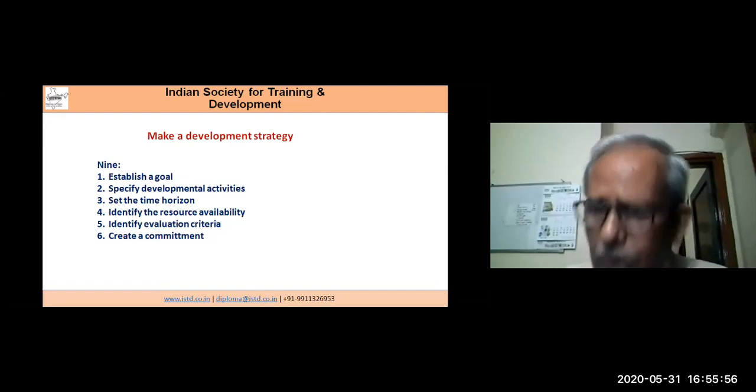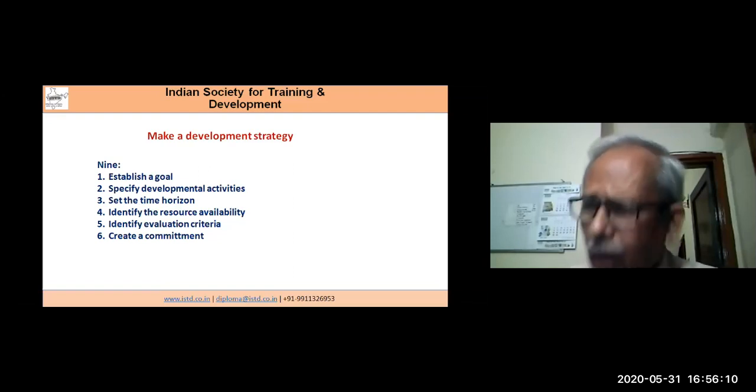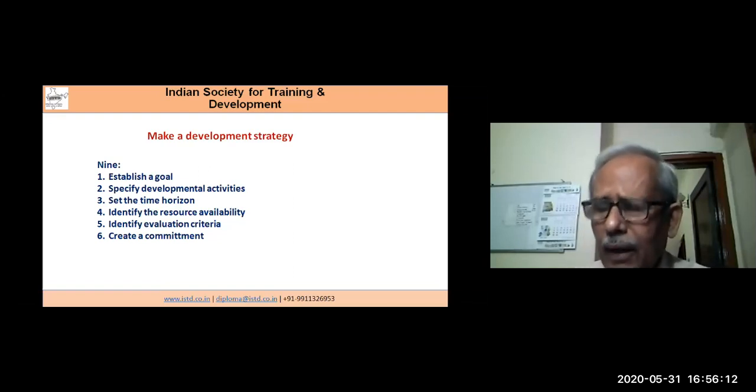Identifying the resource availability. If you are going to develop people, what are the resources required, and do we have these resources with us? Resources in terms of the training and the trainer, the faculty, the consultants, and all of the resources required in a training process.